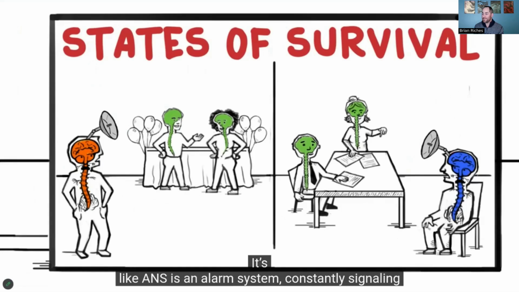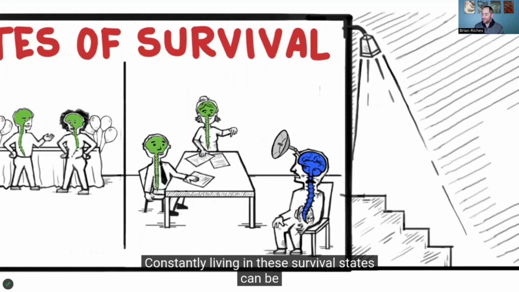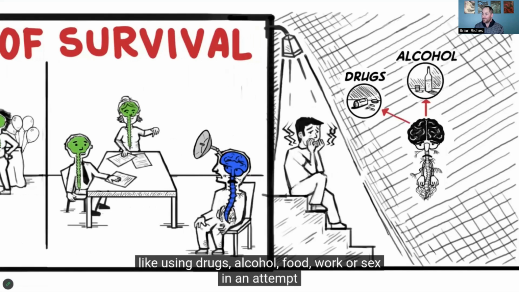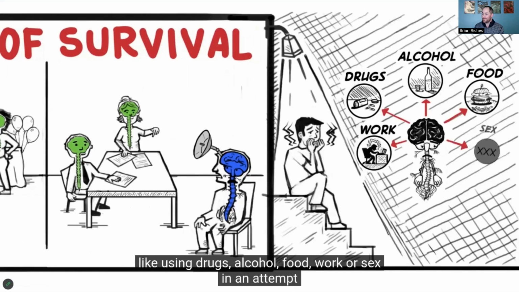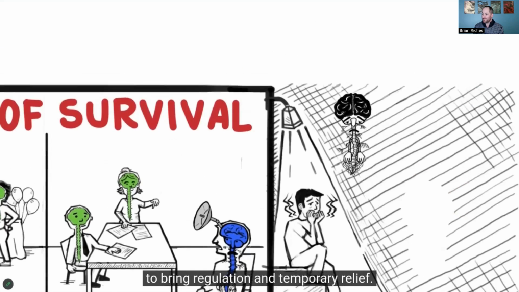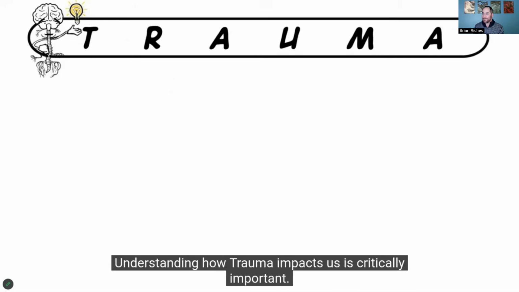It's like ANS is an alarm system, constantly signaling fire even when there's no smoke and no flames. Consistently living in these survival states can be debilitating, and we often develop adaptive strategies like using drugs, alcohol, food, work, or sex in an attempt to bring regulation and temporary relief. Understanding how trauma impacts us is critically important.